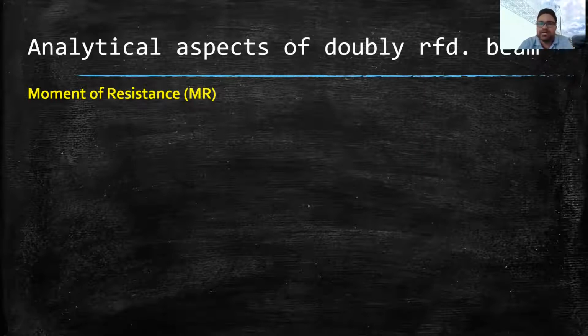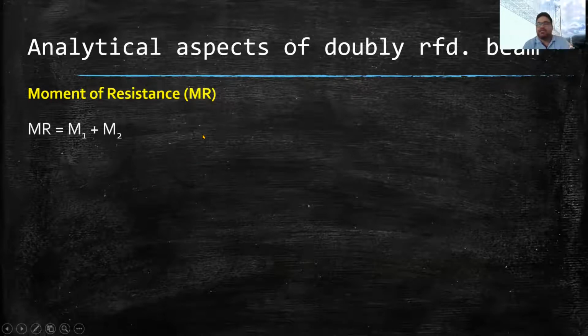Now, in case of a singly reinforced beam, moment of resistance can be calculated from the steel side or the concrete side. On the same line, we can find out moment of resistance for a doubly reinforced beam, again from the steel side or the concrete side. In a doubly reinforced beam, moment of resistance is actually the sum of M1 and M2. So we need to understand what M1 and M2 are.